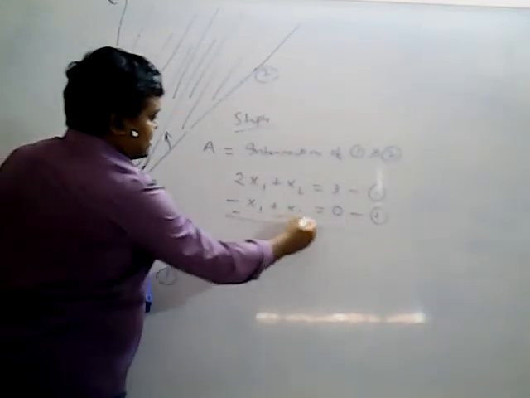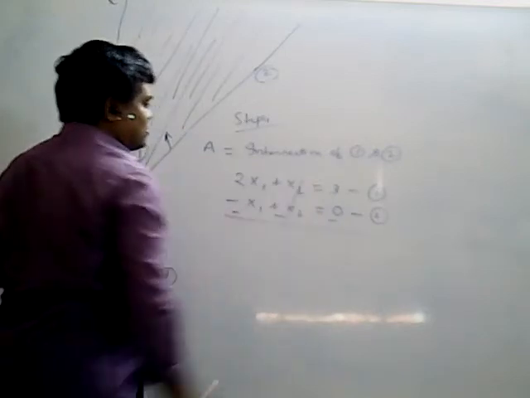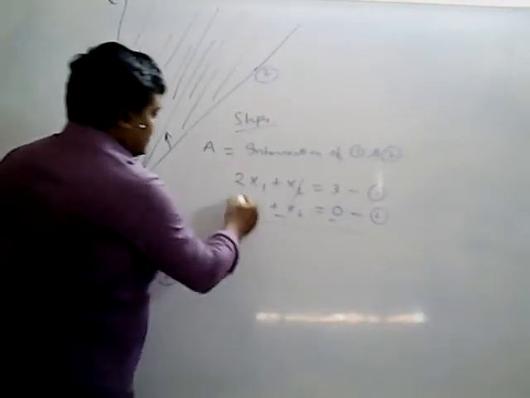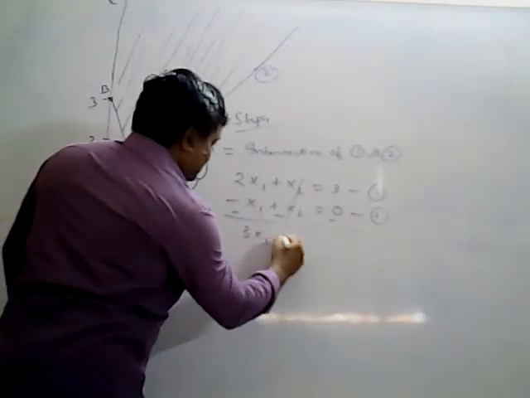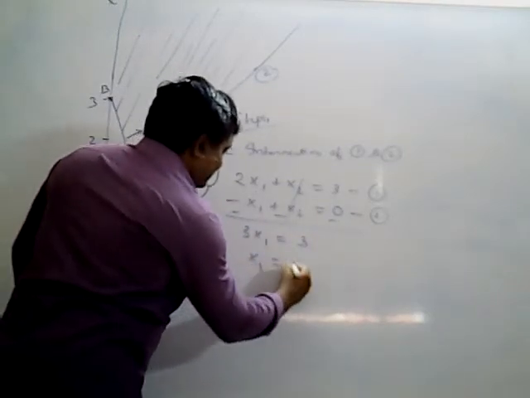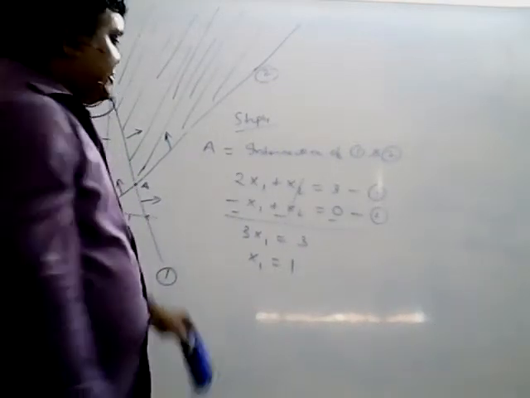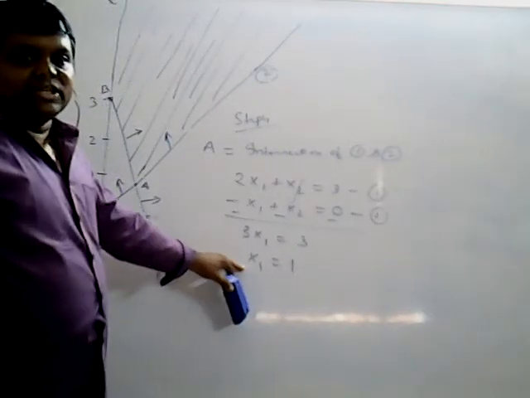So minus, minus, minus. Then x2 minus x2 get cancelled. So 2 into minus of minus is plus. 2 plus 1 is 3, so 3x1 equals 3. What is the x1 value? x1 value equals 1. If you substitute it in any one of the equations, you will get the remaining value.